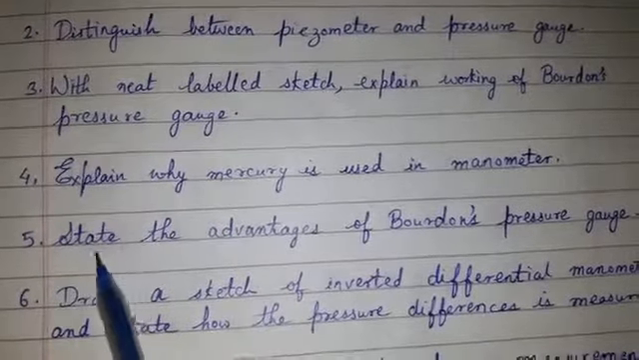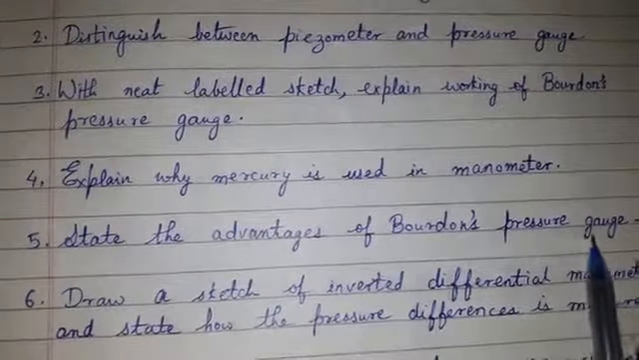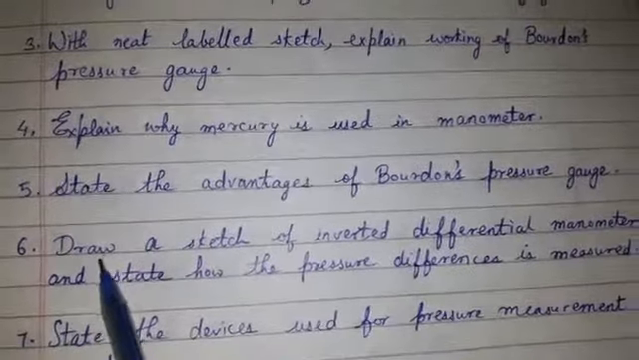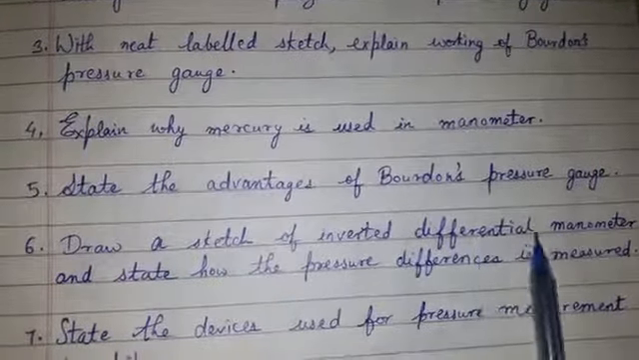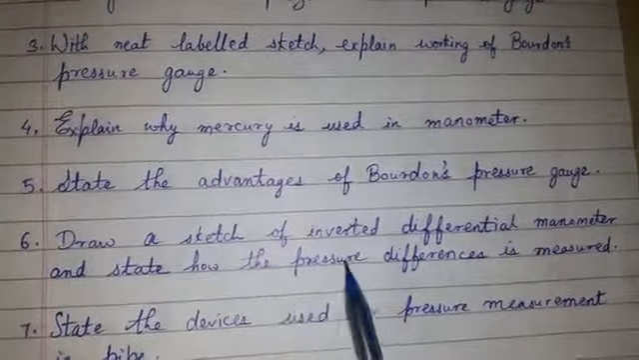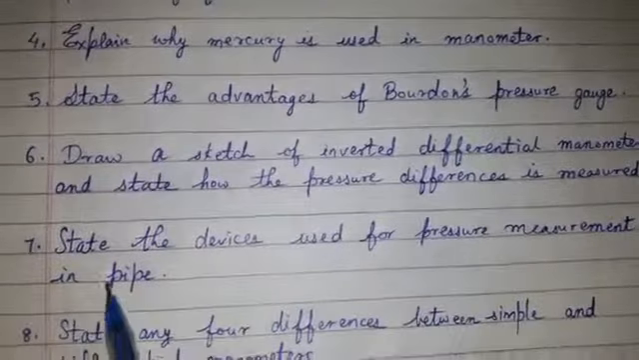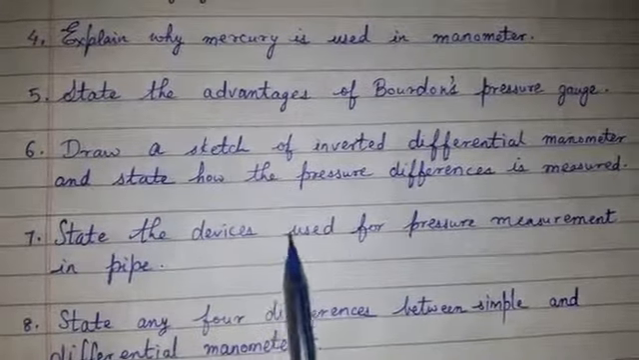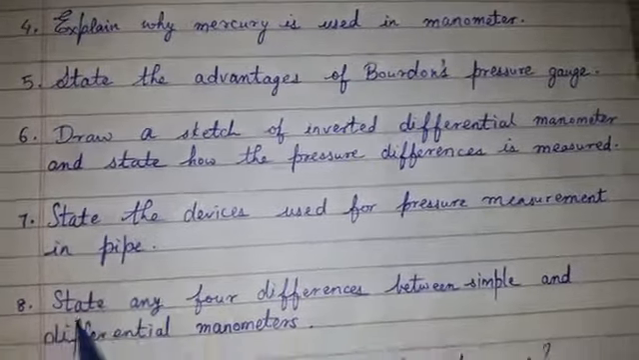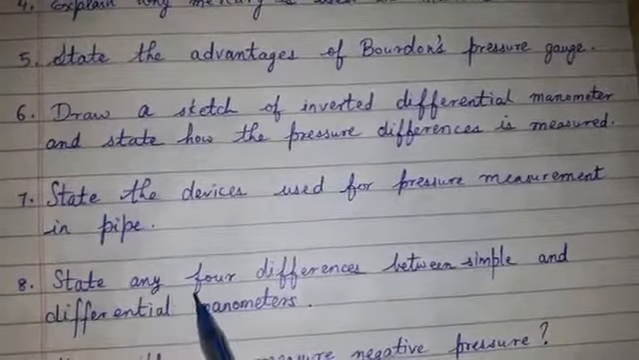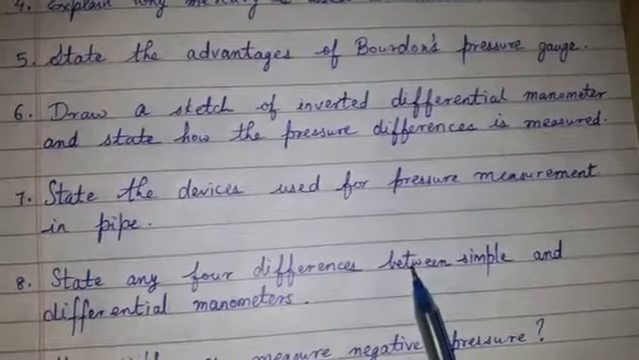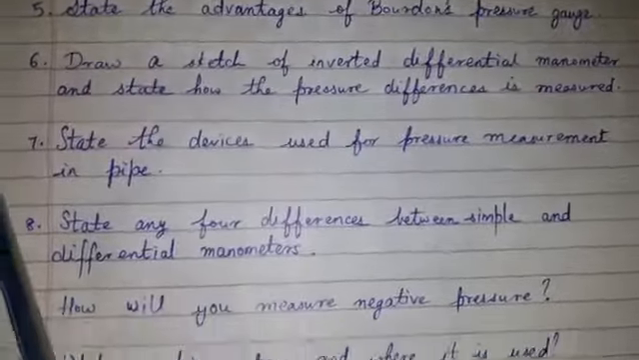Question number 5. State the advantages of Bourdon pressure gauge. Question number 6. Draw a sketch of inverted differential manometer and state how the pressure difference is measured. Question number 7. State the devices used for pressure measurement in pipe. Question number 8. State any four differences between simple and differential manometer.